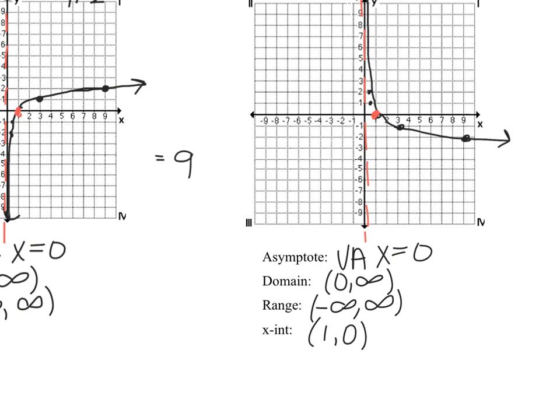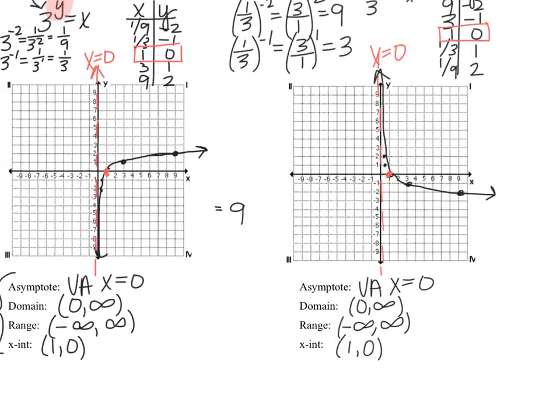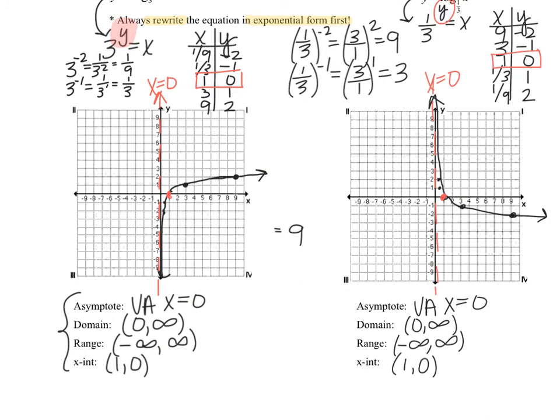So in the future, when we graph our logarithmic functions, we can really use these features, these commonalities. We might find that it's helpful to go ahead and graph the vertical asymptote in first, and maybe even graph the x-intercept first.